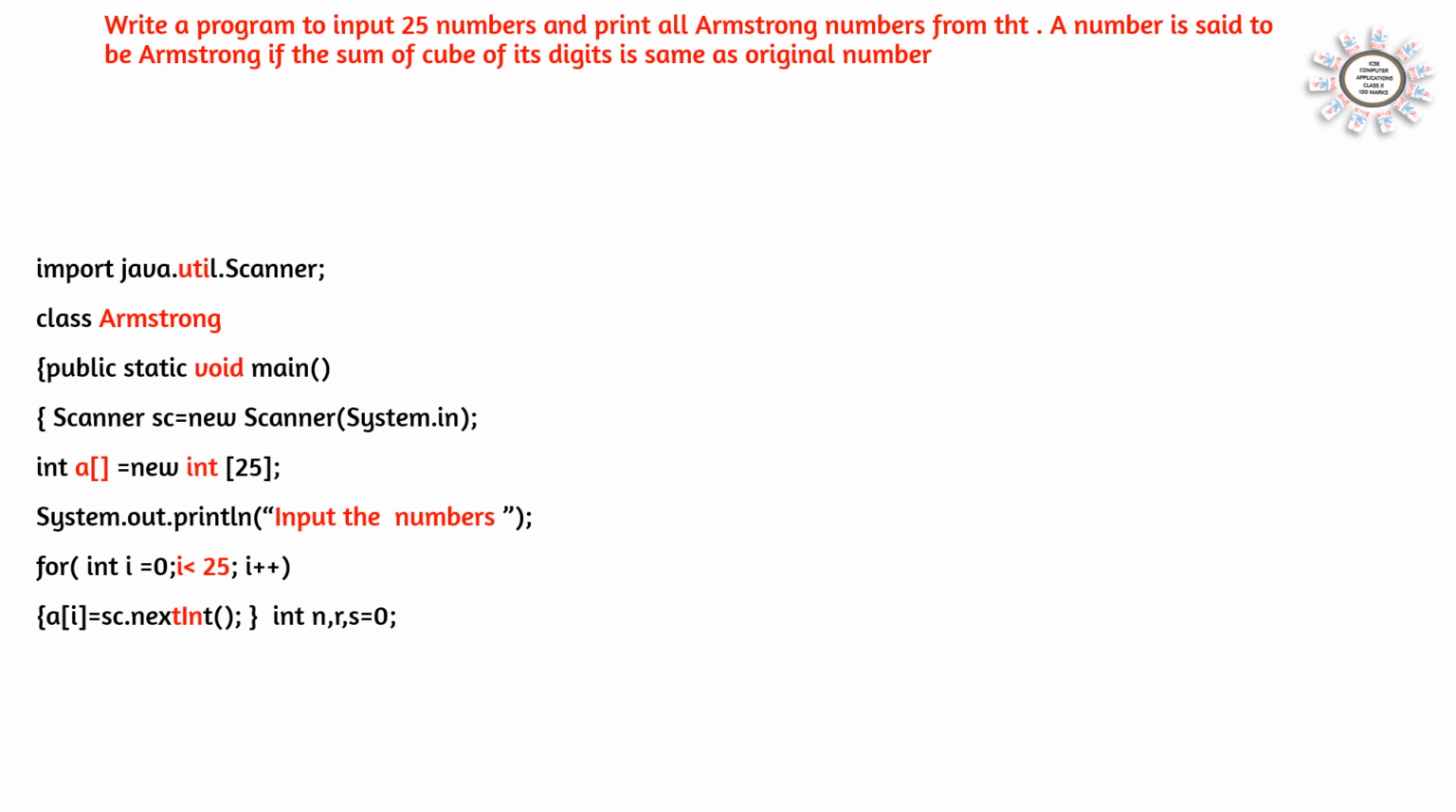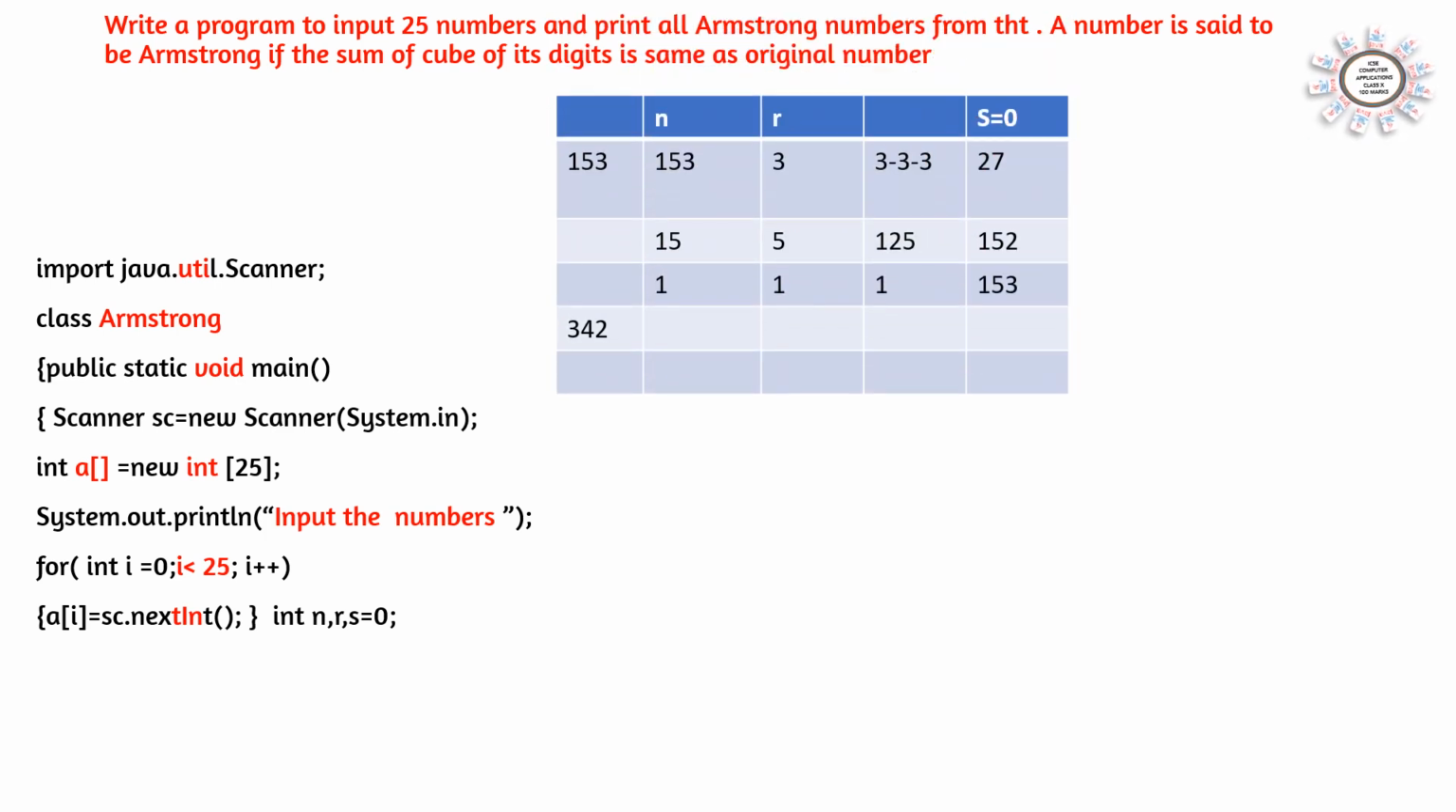So we have accepted the elements in the array, and now we have to check one by one. So here some variables we have declared: int n for storing each number and then checking it. Because a of I we have to compare, so the elements one by one we will copy to n, and then we will check, and r for the remainder and s for the sum. So here in the table we can see, for example, the first number is 153, second number is 342. So like this 25 numbers are there. So first number we will store in the variable n.